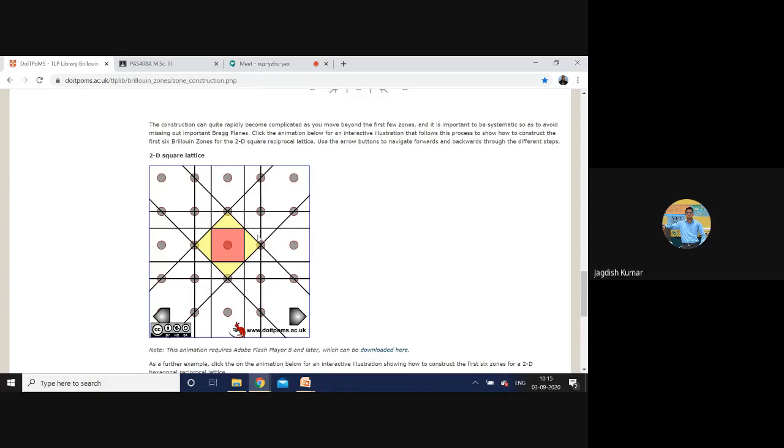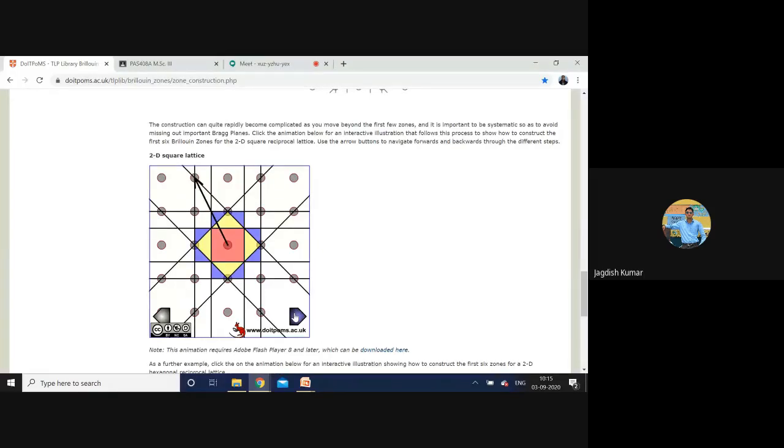So this area, this area, this area, this area. So all this area is accessible after just crossing a single Bragg's plane. So this area of the reciprocal space is defining the third Brillouin zone. Fine. Let me directly go to the fourth case, the fourth Brillouin zone.